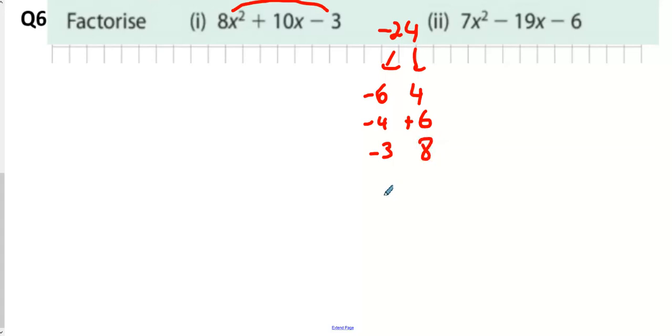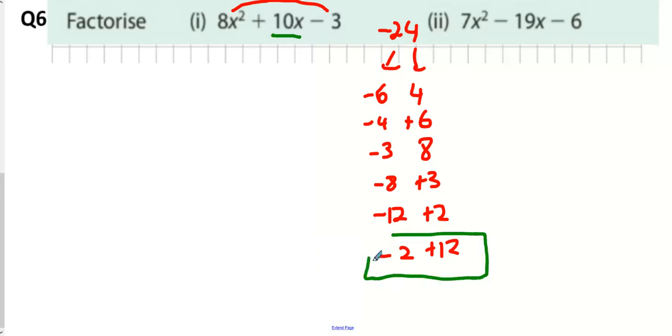So one of them has to be negative and the other one has to be positive. Otherwise, it doesn't work, because the two numbers multiplied by each other have to give you minus 24. Now, which combination, when you add them, gives you minus 10x? Well, that'd be this one here.